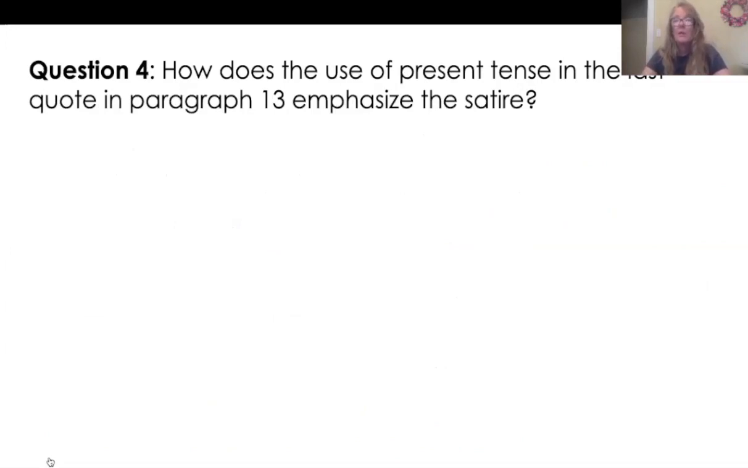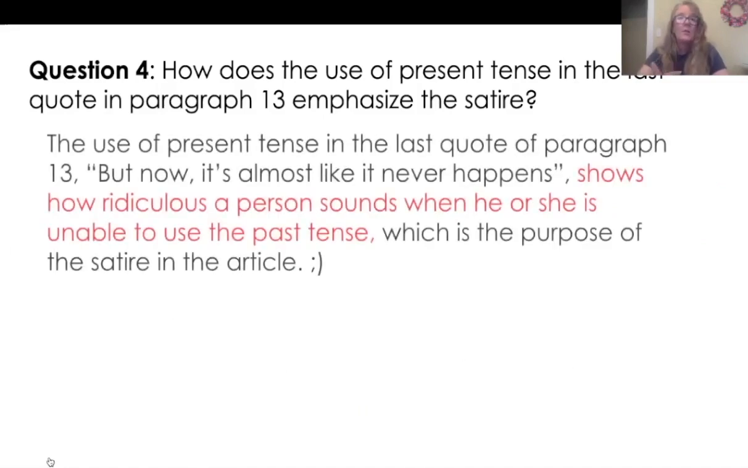Question 4. How does the use of the present tense in the last quote in paragraph 13 emphasize the satire? So my response was, the use of present tense in the last quote of paragraph 13, and then I've added the quote, but now it's almost like it never happens, shows how ridiculous a person sounds when he or she is unable to use the past tense, which is the purpose of the satire in the article. So this is kind of the whole reason. So the buildup of the whole article, right, it drives home the point that we need the past tense, even though we're talking about cutting it from schools.